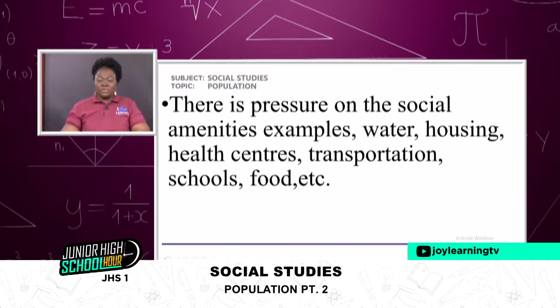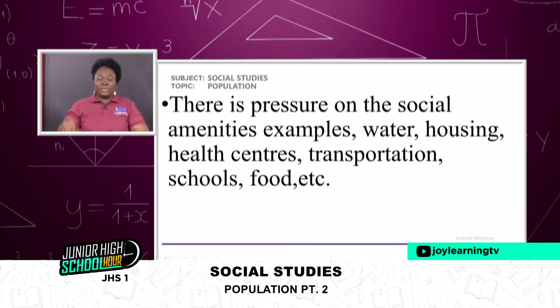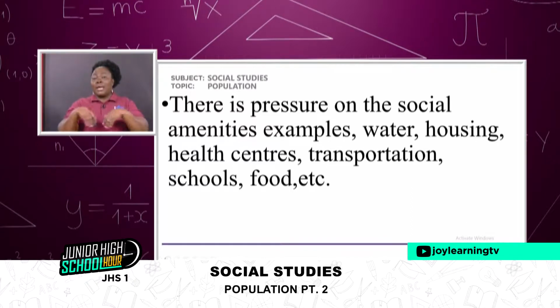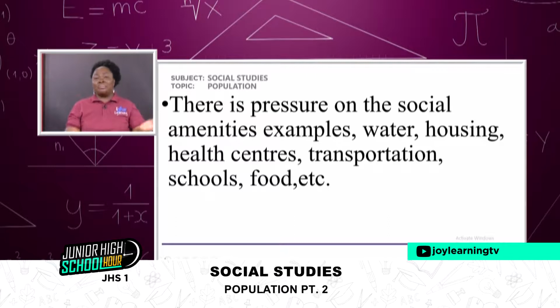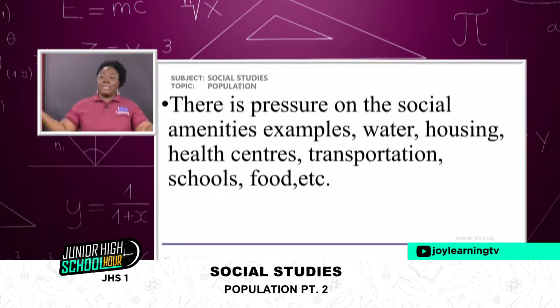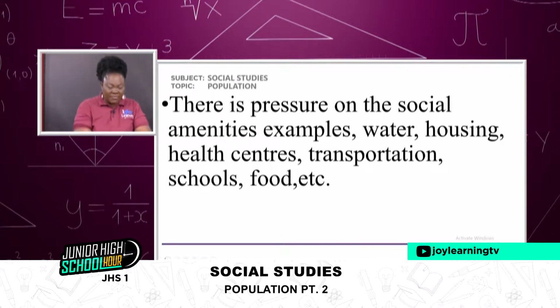Then there is pressure on social amenities. Example, water, housing, health centers, transportation, schools and food, etc. A lot of things you can mention when there's pressure on social amenities. For example, if there's only one playing area like the FR Sutherland, and all the children in Ghana have to go there, what will happen there? You see that people will start suffocating, right?